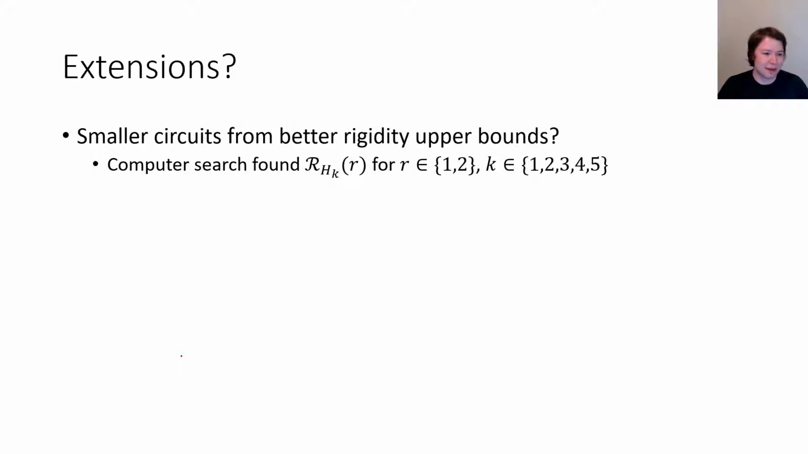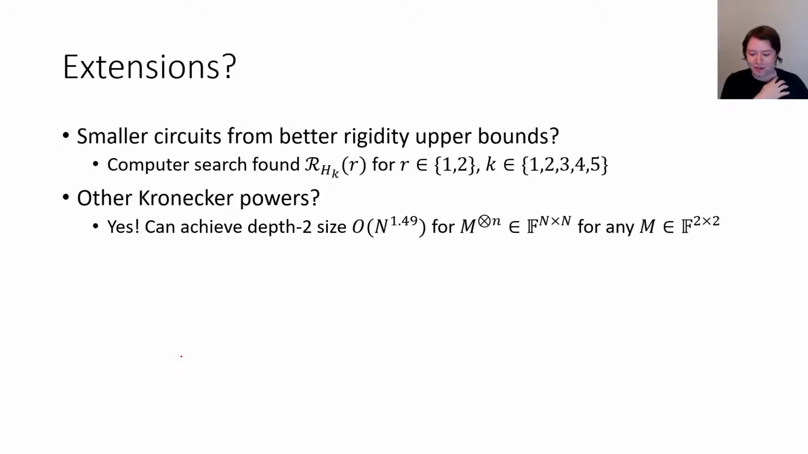Okay. The next question is, what about other Kronecker powers other than just the Walsh-Hadamard transform? And in fact, we're able to show that for any family of matrices defined as Kronecker powers of any fixed 2x2 matrix, you can show a depth 2 circuit of size just n to the 1.49, and a depth d circuit of size a little like d times n to the 1 plus some constant less than 1 over d. So you can roughly show that for any family of matrices like this, there is a good rigidity upper bound you can use, although a little bit worse than the one we can prove for the Walsh-Hadamard transform specifically.